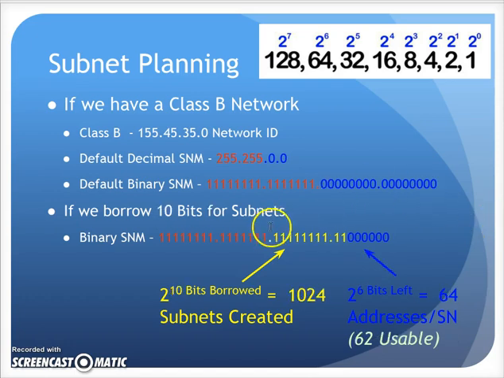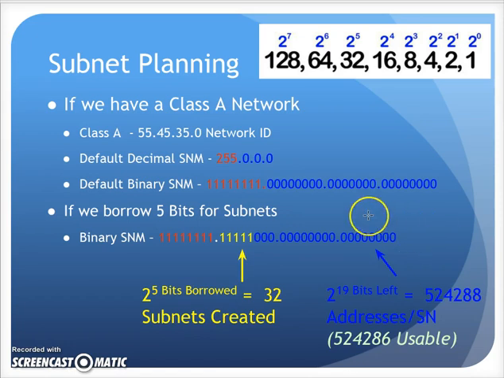And I can actually borrow. You notice I'm borrowing all 8 of these and 2 of these. I can do that. I'm not violating the rule. Left to right, I'm leaving 2 behind, more than 2 behind. So I'm not violating the rules here. 2 to the 10 bits borrowed is 1,024 subnets created. 6 bits left. 2 to the 6 is going to give me 64 addresses per subnet, of which 62 are usable.